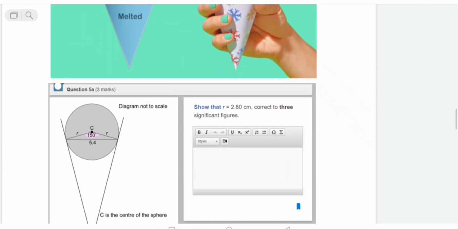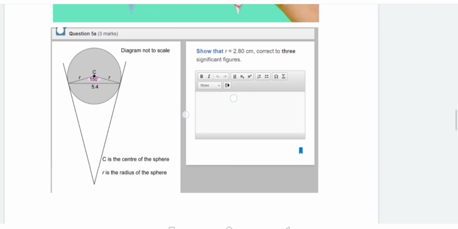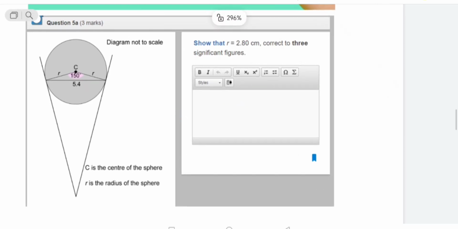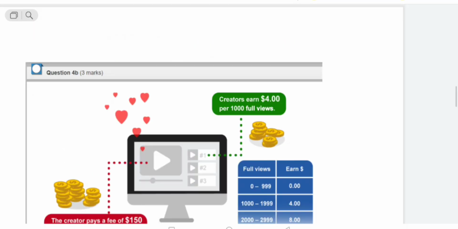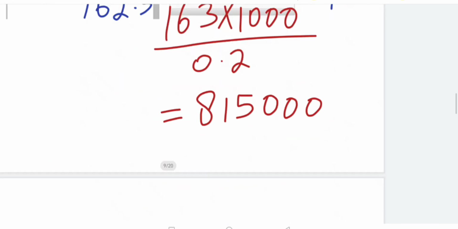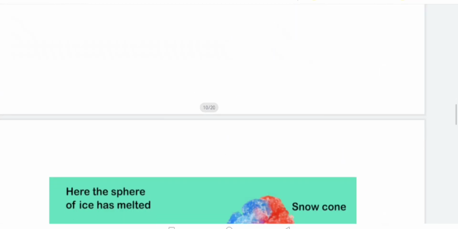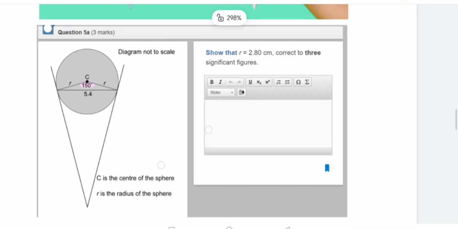Okay, question number 5a, the diagram. This is the diagram. In this diagram, C is the center of the sphere. This is a sphere and this is the center. Then they ask us to find r, the radius. The answer is given. We need to find the radius.